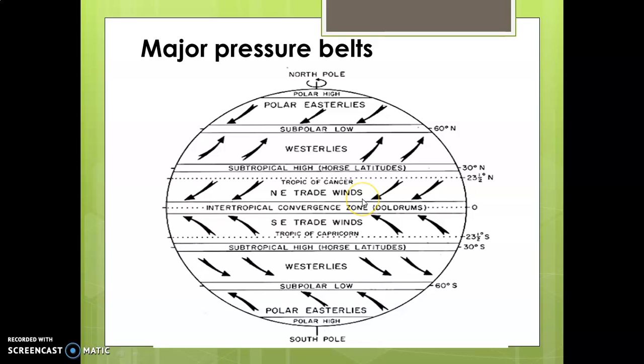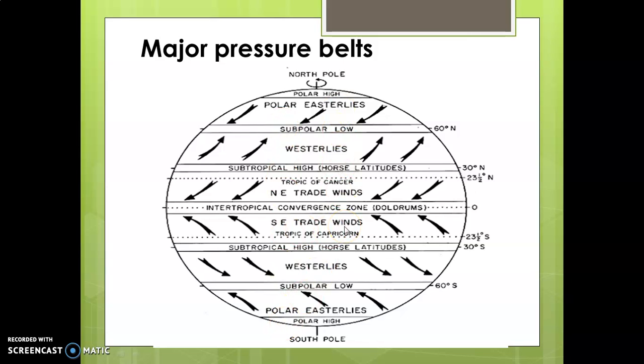Now next, near 30 degrees north and near 30 degrees south, there is the subtropical high pressure belt. This is also called horse latitude. Next is the subpolar low pressure belt in both hemispheres, near 60 degrees north and 60 degrees south. And the last one is the polar high pressure belt near the North Pole and South Pole. So these are the 4 major pressure belts.